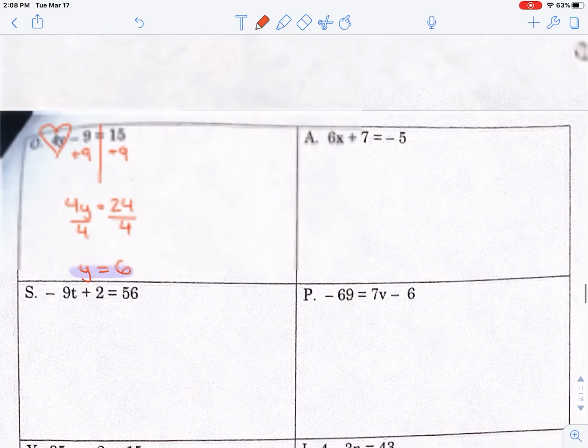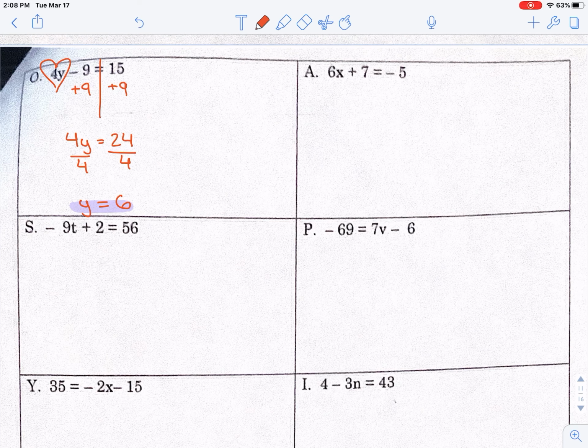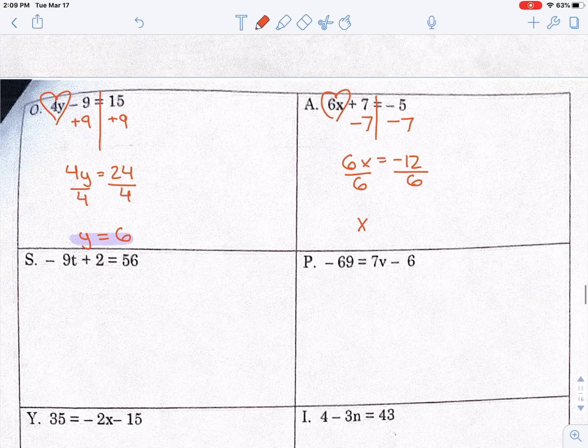Okay? All right, then for box A, we have 6x plus 7 is equal to negative 5. Again, our 6x, put that heart around them. Now we want to undo adding that 7, so we're going to subtract 7. And we get 6x is equal to negative 5 minus 7, which is negative 12. Then again, we want to make sure that x gets by itself, so how do we undo that? We divide by 6, and we should get x is equal to negative 2.